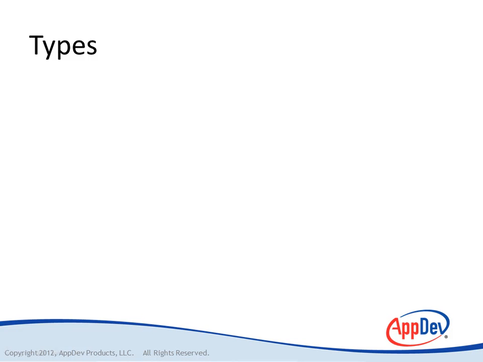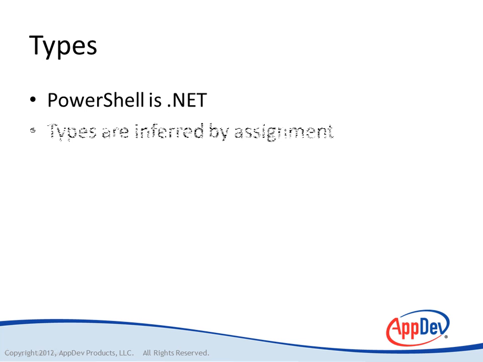Since PowerShell is powered by .NET, you have access to the entire set of objects and classes that are available inside the .NET framework and whatever assemblies you choose to load. Now, by default, a variable's data type is inferred by its assignment. So if I assign a string of A, B, C, D to a variable, PowerShell is going to know that that's a string. If I assign the value 12, it's going to infer that to be an integer.